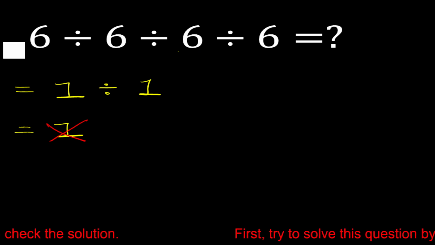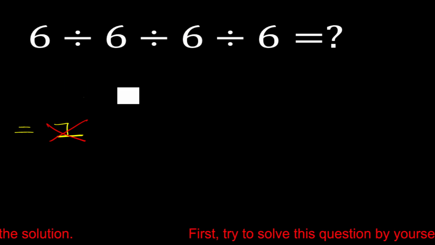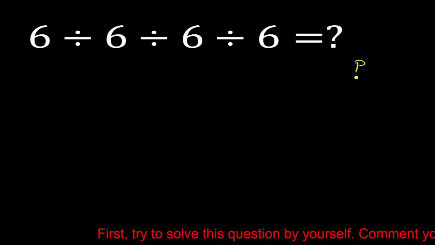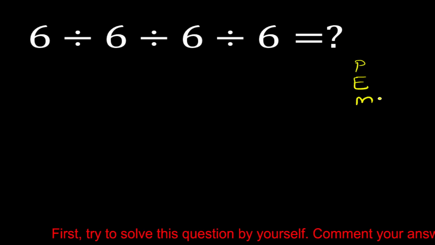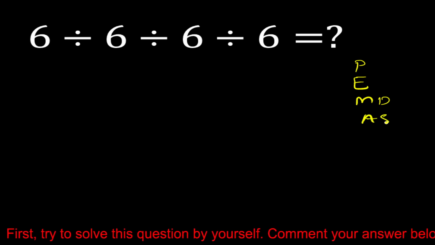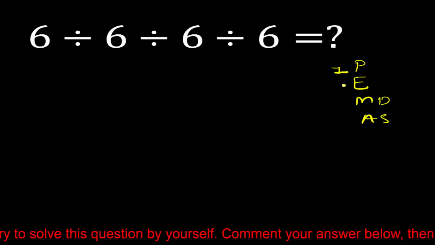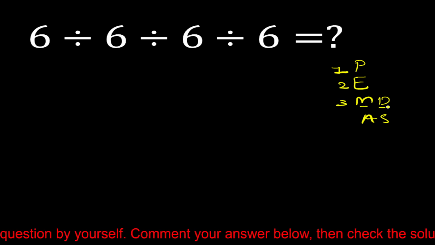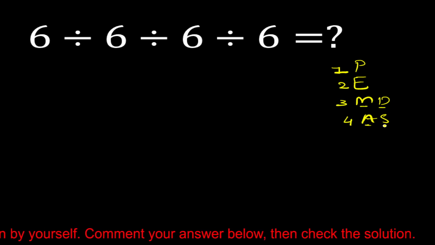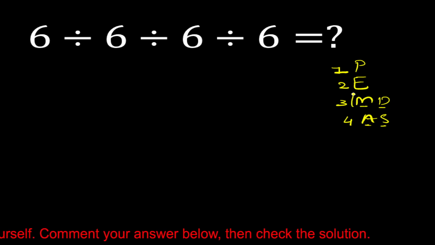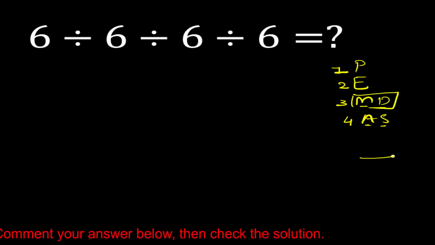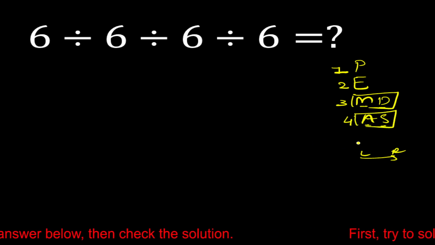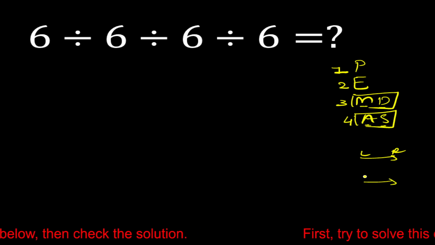So now let's solve this problem correctly by using the PEMDAS rule. Okay, PEMDAS, P-E-M-D-A-S. According to the PEMDAS rule, first priority is parenthesis, second priority is exponents, third priority is multiplication and division, fourth priority is addition and subtraction. Here multiplication and division both have equal priority, so we have to solve it from left to right. And also addition and subtraction both have equal priority, so we have to solve it from left to right.